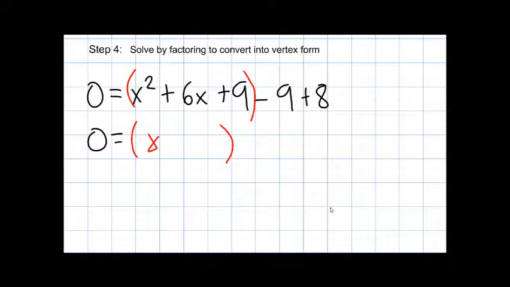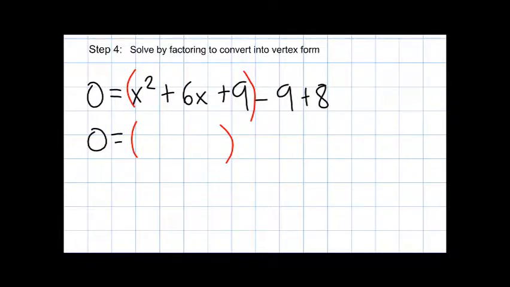Step 4. Solve by factoring to convert into vertex form. After we have separated our standard form equation, we can now solve by factoring. We can start off by solving the brackets. We're going to need numbers that add up to positive 6 and that multiply to get a product of 9. The answer for this should be a positive 3.